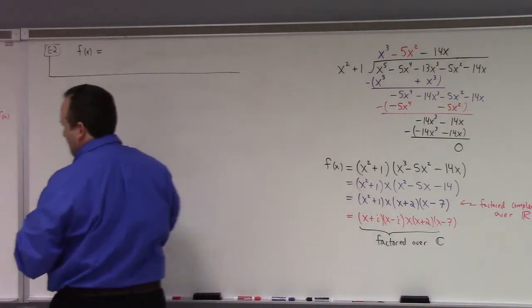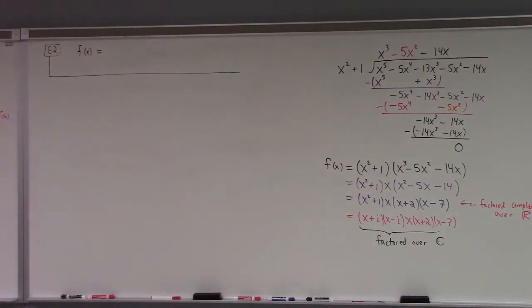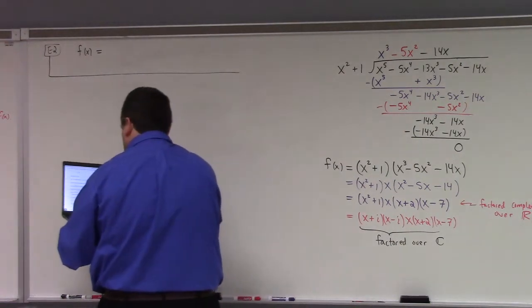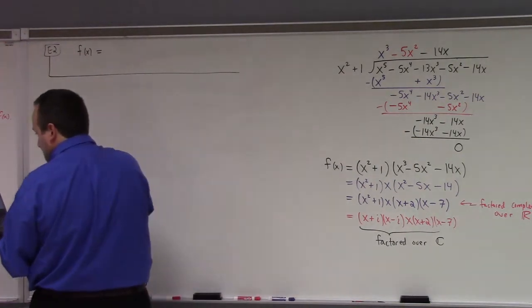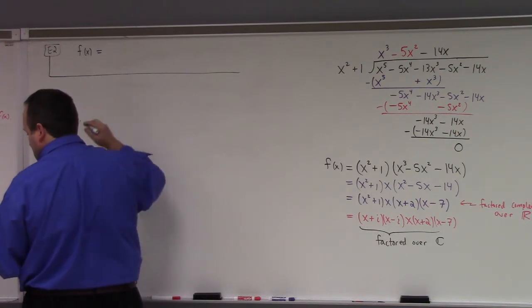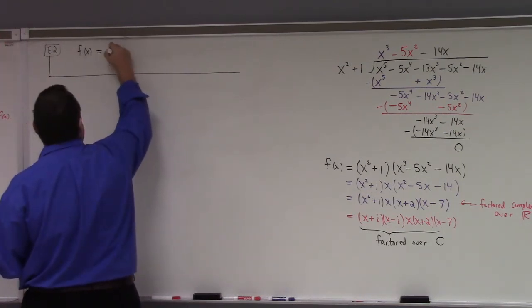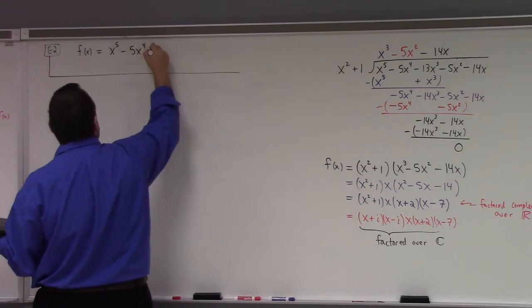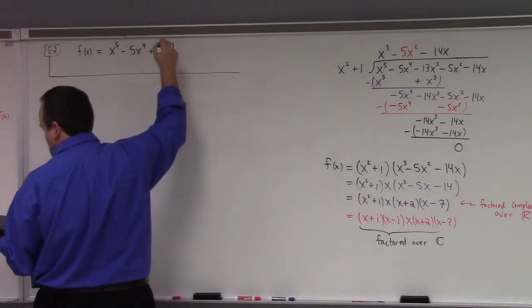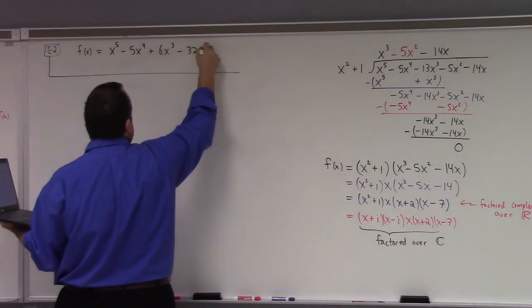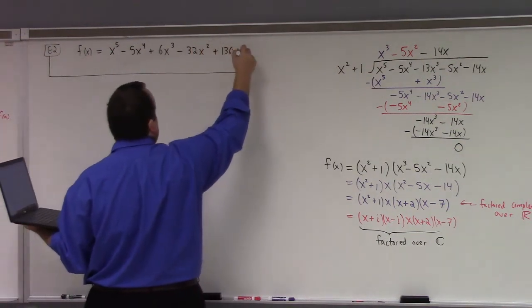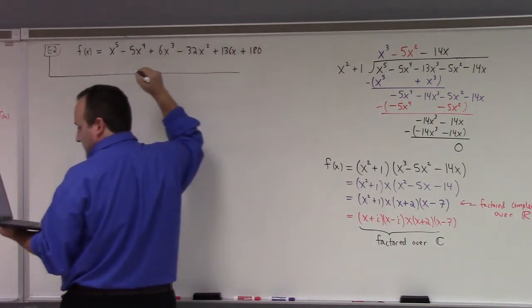So instead of giving us a hint this time, I'm just going to plainly tell us that a particular complex number, when you evaluate it, gives you 0. And this will give us a little bit more experience with long division again. So this time we'll get x to the 5th minus 5x to the 4th plus 6x cubed minus 32x squared plus 136x plus 180.